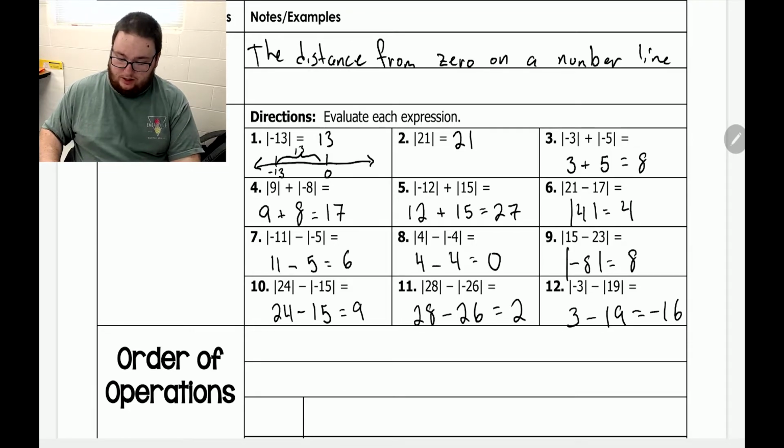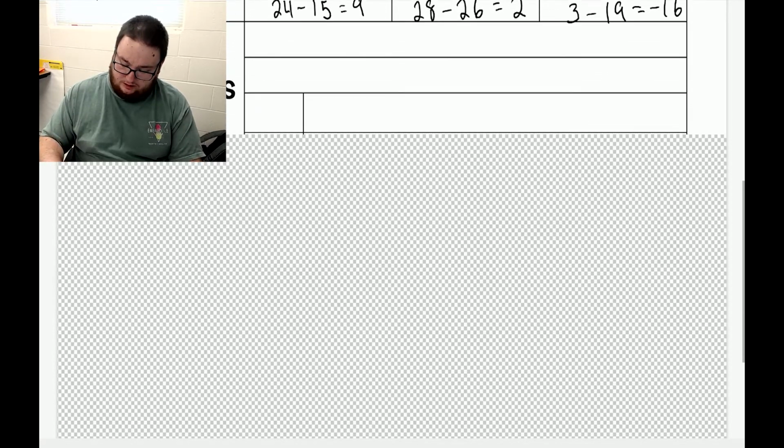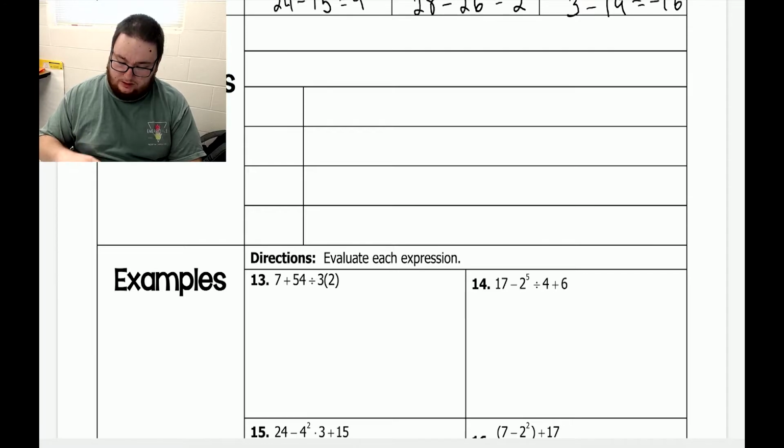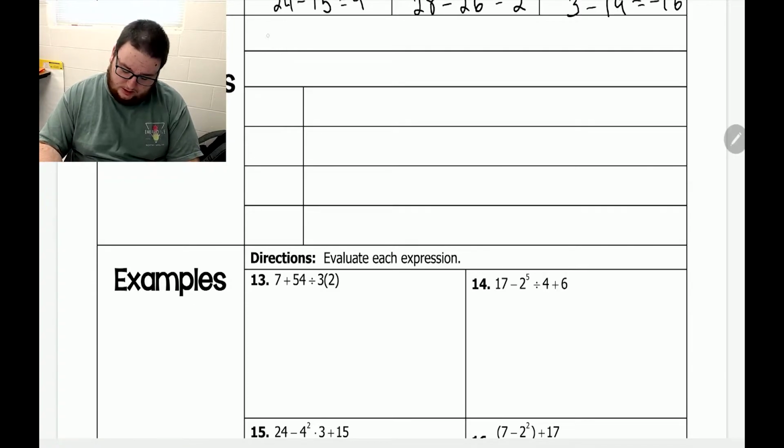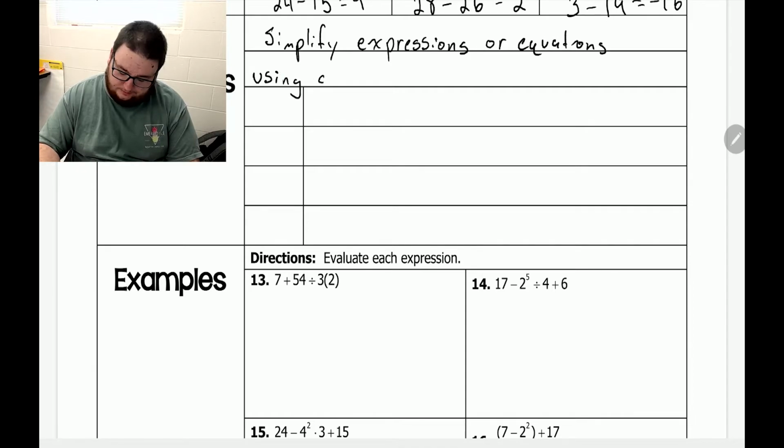Next, we're going to go over a reiteration of order of operations, since we've already talked about it a little bit. So we're just going to write these down, and I'm not really going to go into much detail about it. So, order of operations is how we simplify expressions or equations using a specific order.